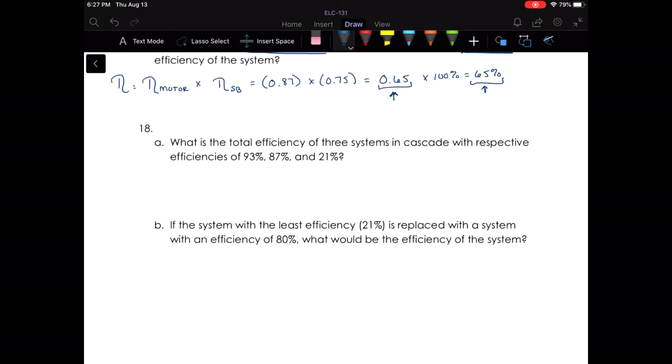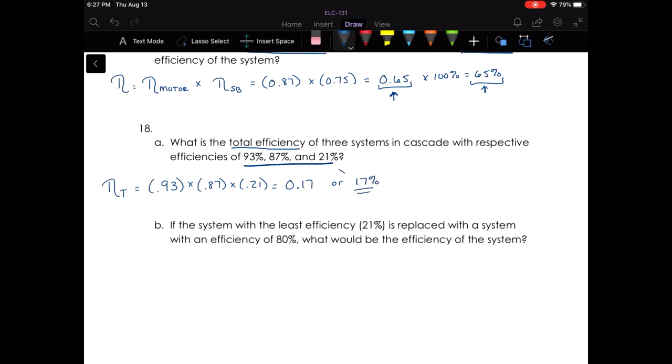Okay, we have pretty much the same problem here in part A of 18. What is the total efficiency if the 3 efficiencies of our 3 systems in cascade or in series or in order, however you want to call that, are 93%, 87%, and 21%. Well, the total efficiency is going to be 0.93 times 0.87 times 0.21. And what we find is the resulting efficiency is 0.17 or 17%.